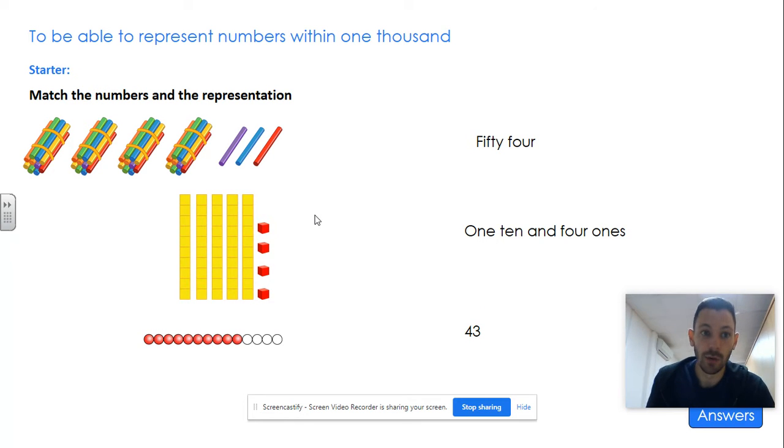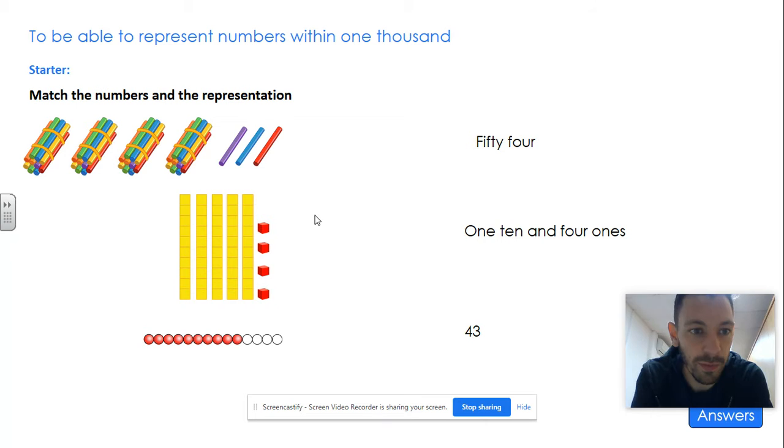Okay, so we're going to start off with a quick starter, and I've got some numbers on the right hand side and some representations on the left hand side. In one moment, I'd like to press pause and I'd like to see if you can have a go at this starter. So please press pause now and try and match the numbers and the representations.